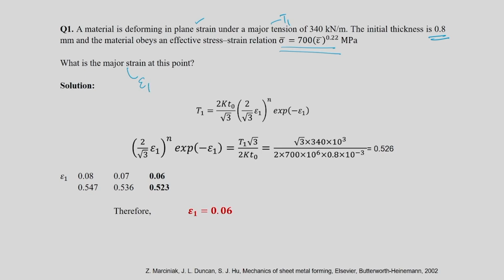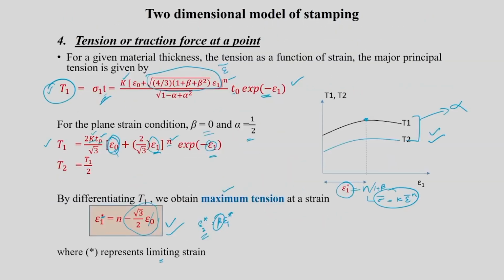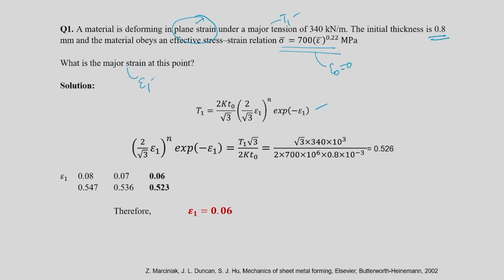So straight away what we can say is, for plane strain, which we have discussed already, we derived a relationship between T1 and epsilon 1. Since sigma bar is equal to K epsilon bar power n, epsilon naught, the pre-strain, is actually 0 here. So you will get this particular simple equation: T1 is equal to 2K T naught by square root of 3, the same equation which we discussed before, into 2 by square root of 3 epsilon 1 power n, exponential minus epsilon 1, because this comes from plane strain. So the same equation is used here.